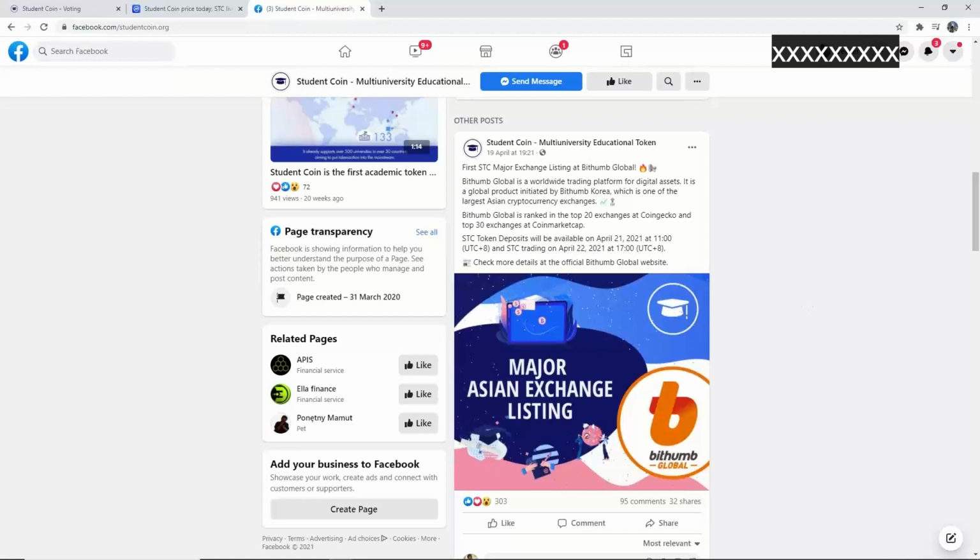Let me know what your thoughts are on this listing and on the voting. Will you be voting? Will you just be keeping your Student Coin? I know you only get given one Student Coin, but who knows what one Student Coin could be worth in the future, hoping $1 plus.